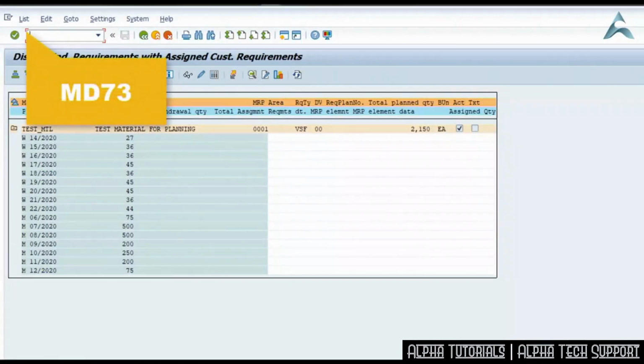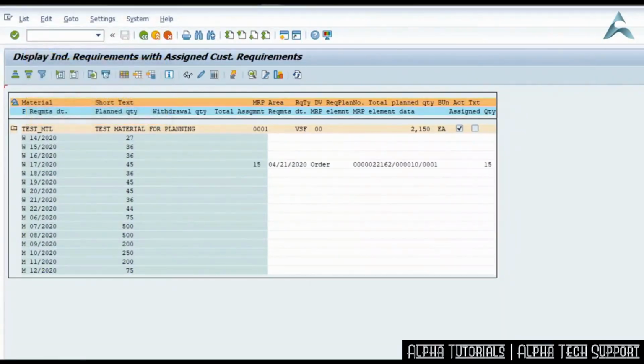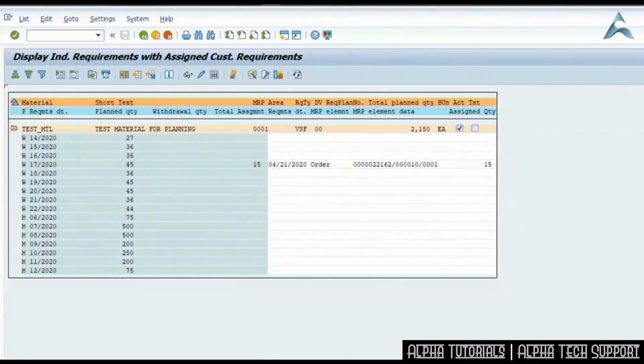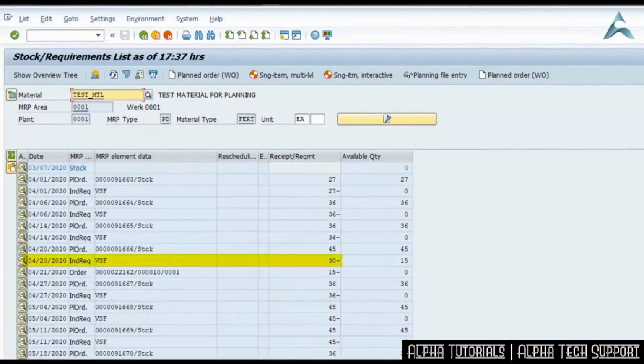From here, I will simply refresh my screen, and now you can see my order has landed in the system and reduced week 17. Week 17 was originally 45 eaches. My customer order for 15 should reduce that week 17 demand by 15. So there should be a remaining forecasted quantity in week 17 of 30 eaches. Let's go back to our planning situation and see if we see that. Exactly. On 4/20, the VSF quantity is now reduced down to 30, whereas it was 45.